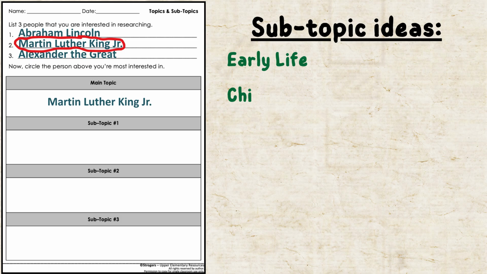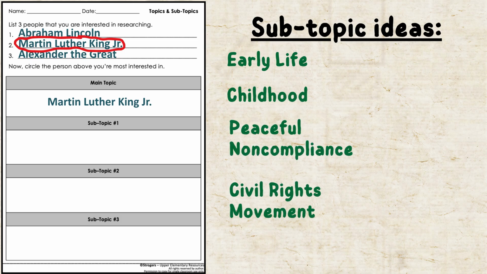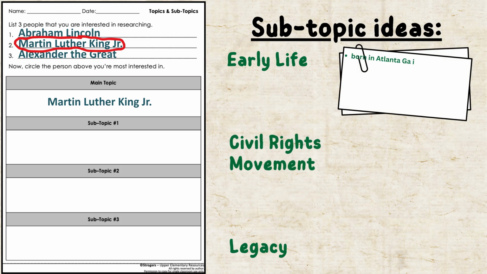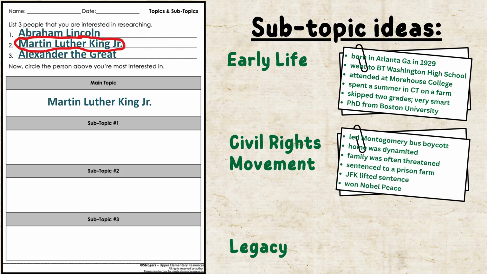As you're deciding on your subtopics, you'll want to be sure to choose subtopics that are not too similar or too specific, because you're going to have to find at least 6 facts on each subtopic, and your facts should not overlap with another subtopic.